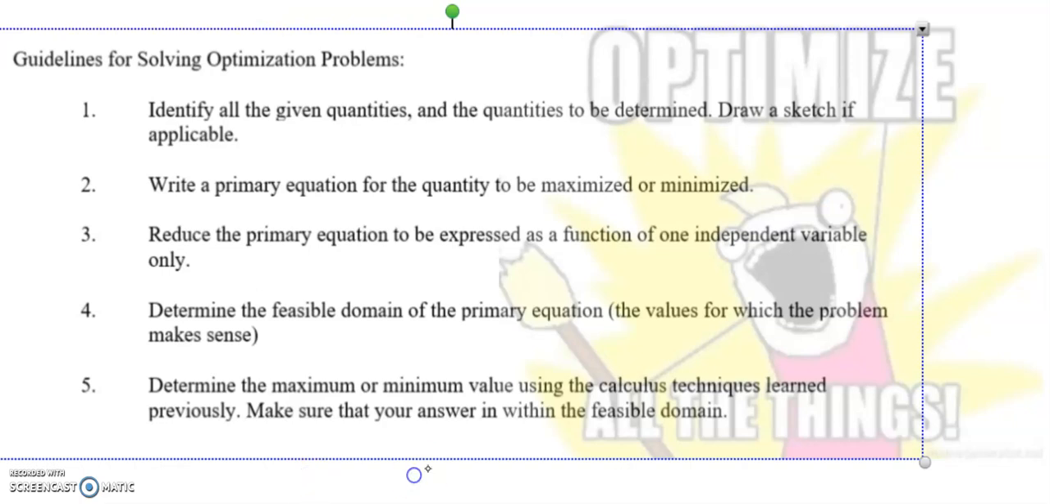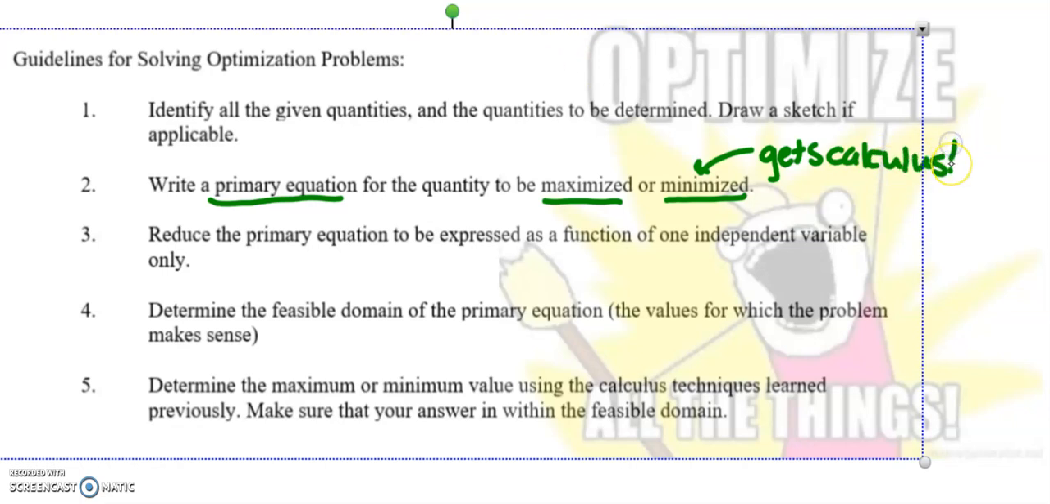All right, so guidelines for solving optimization problems. I got too many things on this slide. Okay, well, 1, identify the given quantities and the quantities to be determined. Draw a sketch if applicable. So this is just kind of how you've always been taught to start a word problem in math class. Write a primary equation for the quantity to be maximized or minimized. This will be the one that gets the calculus. Okay, so we'll be taking the first derivative of this and using a first derivative test.